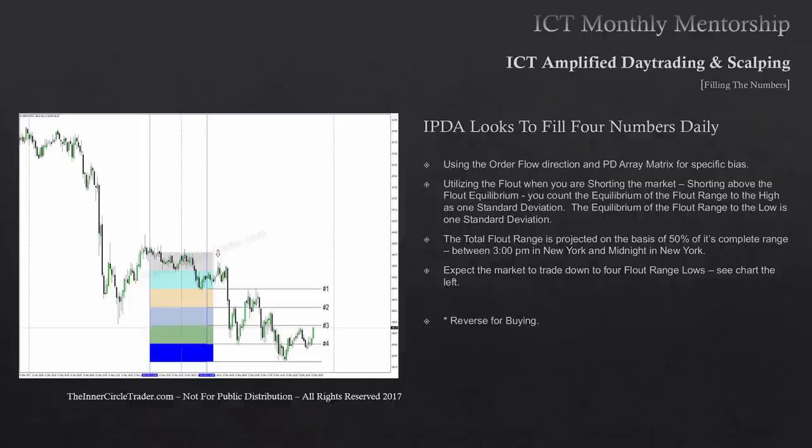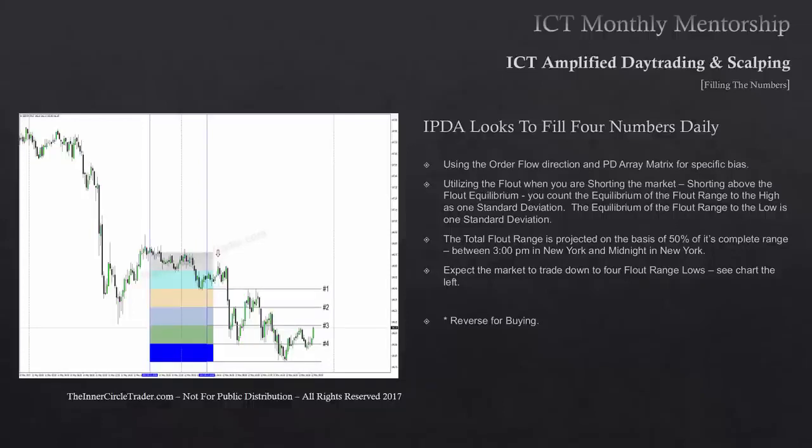Now, I probably confused you, but watch. It's very easy to understand. The total flout range is projected on the basis of 50% of its complete range. And the range is determined between 3 p.m. New York and midnight in New York. So whatever that range is, the highest high and the lowest low, or the highest body, open or close, and the lowest body, open or close, however way you want to do the range, you're going to do both of them now, because we always have to factor in the potential error by looking at retail data feeds. But by using both of them, we're going to get a pretty good idea.